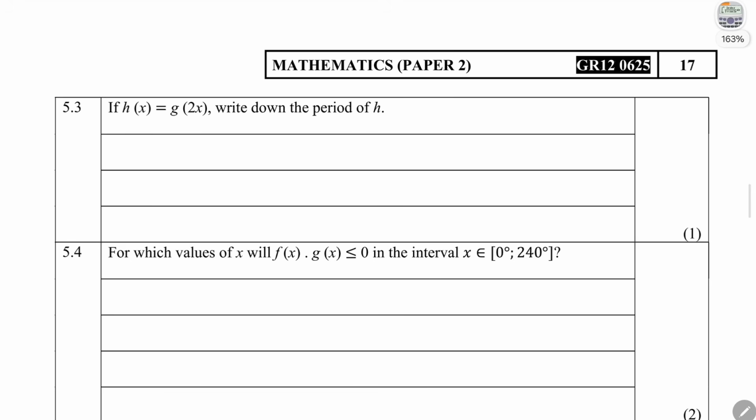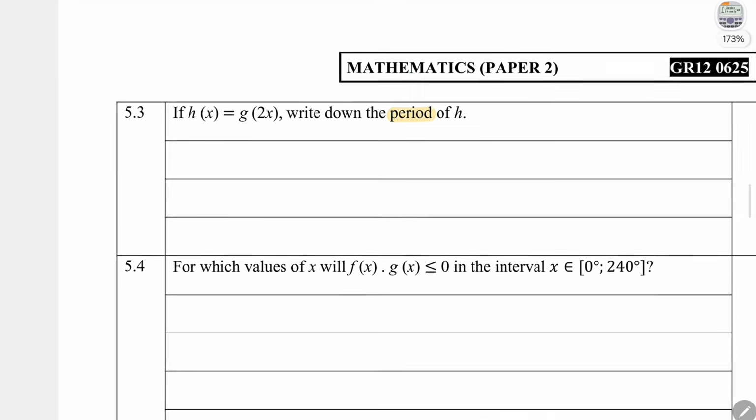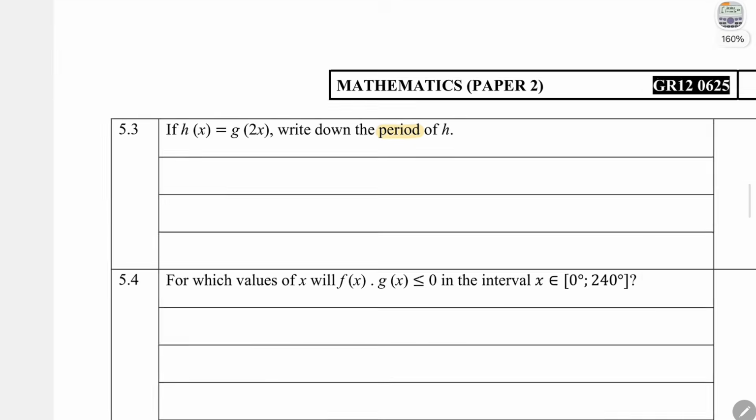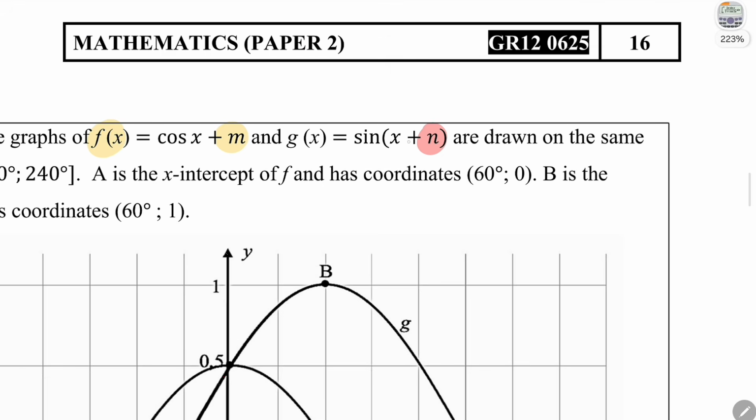The next question, 5.3, says, if h of x equals g of 2x, write down the period of h. The period is affected by whatever you put in front of x. That will control how quickly or slowly it completes a cycle. The graph of g is this graph, and it's a sine graph. In front of x currently, we don't have any number, it doesn't say 2x or anything like that. So this period has not been tampered with.